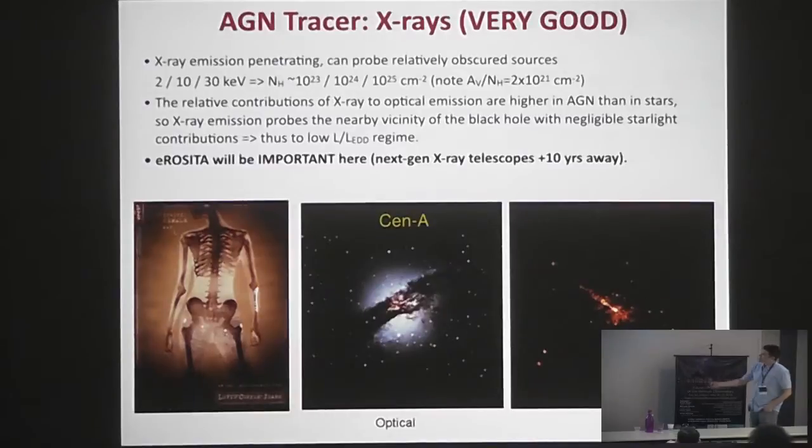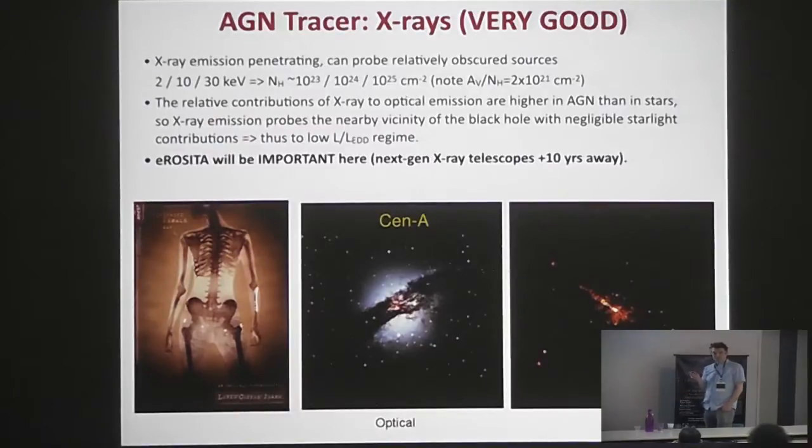The X-rays are very good because effectively you can see AGN even when it's impossible to see it in the optical. The X-rays are very penetrating, so you can probe relatively obscured sources. To give you an idea, at 2 keV, 10 keV, or 30 keV, you can probe column densities up to 10 to the 23, 10 to the 24, 10 to the 25. And for comparison, the conversion between AV and NH is 2 times 10 to the 21. So effectively, 10 to the 23 is probing something like an AV of 100.